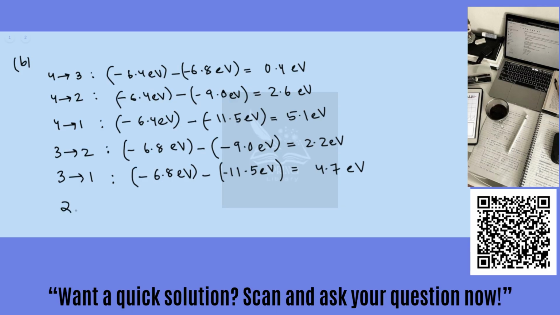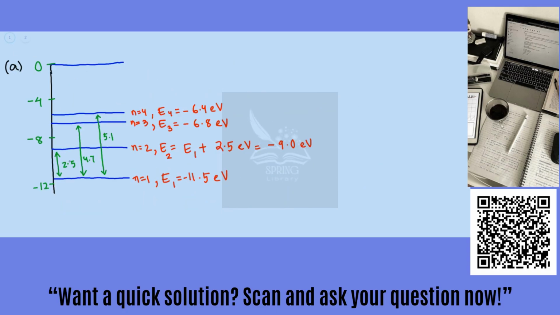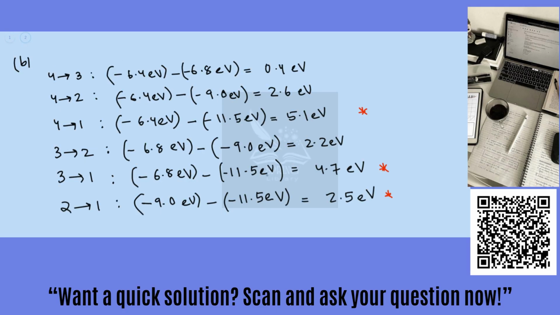Then finally we have the first excited state to the ground state. So you can see that these values, I am starring them. We need to find these three because these are already given. But for conceptual clarity, I found them.